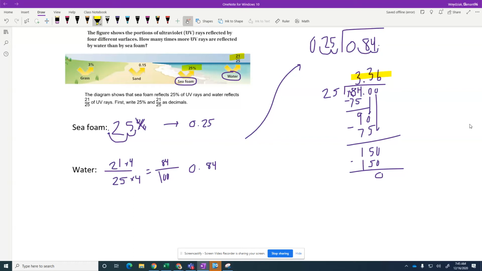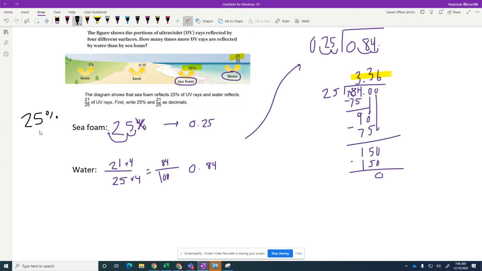Another way to do this instead of doing the long division with decimals is to have them both written as fractions. So we already have water written as a fraction of 21/25, but if we wanted to make seafoam into a fraction, we started over here as 25% with seafoam.